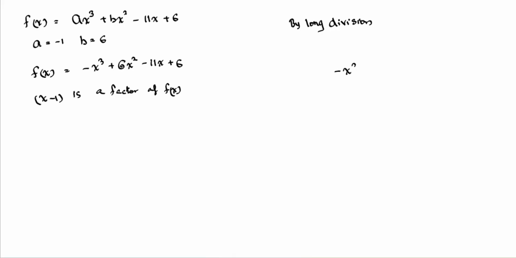So minus x to the power 3 plus 6x squared minus 11x plus 6. Divide this by x minus 1. So here you should have minus x squared. X times minus x squared is minus x to the power 3. Minus into minus is plus. X squared times 1 is x squared.